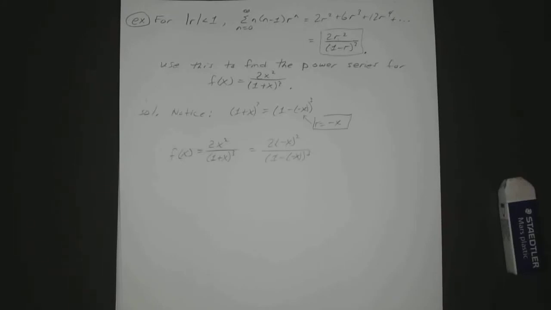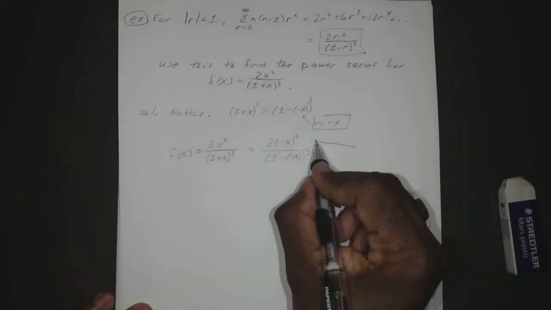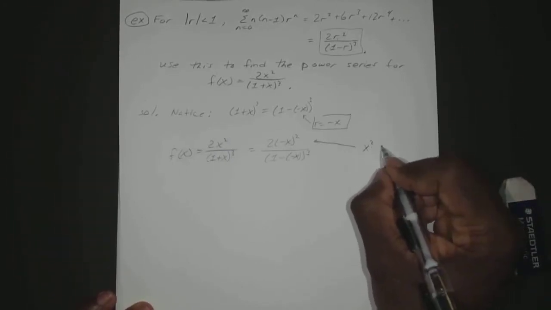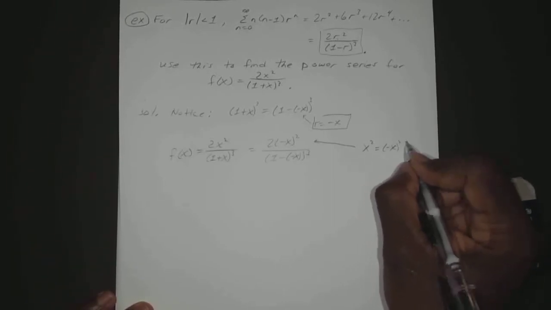Okay. Yeah. Actually, that's a good point. That's why you can just kind of throw a negative in there and not really matter. Yep, it's the same thing. So x squared is actually equal to negative x squared.